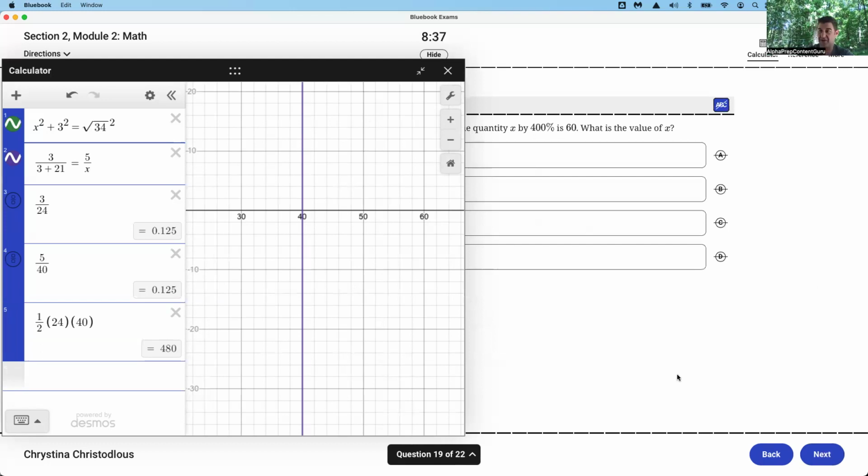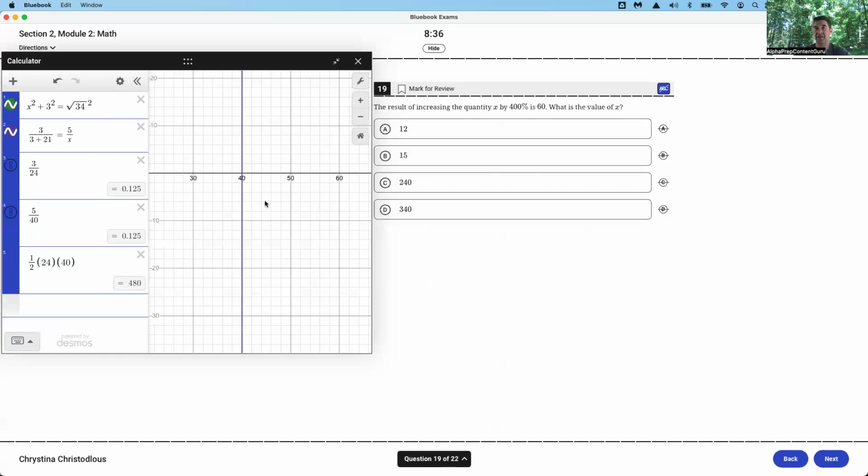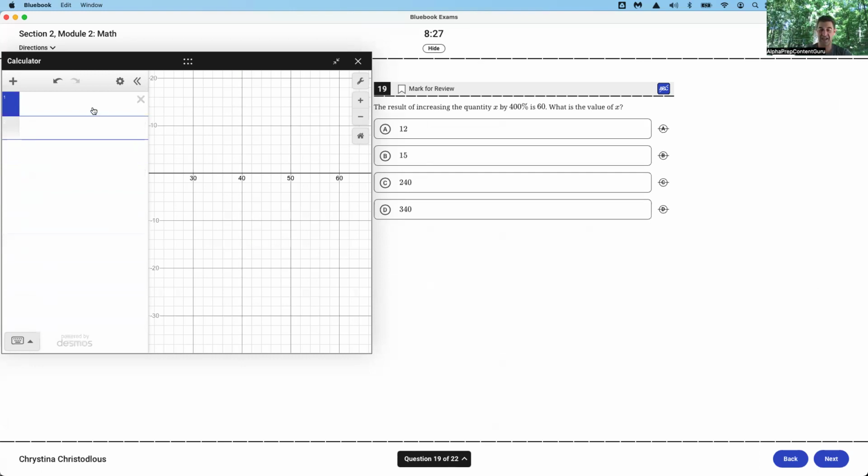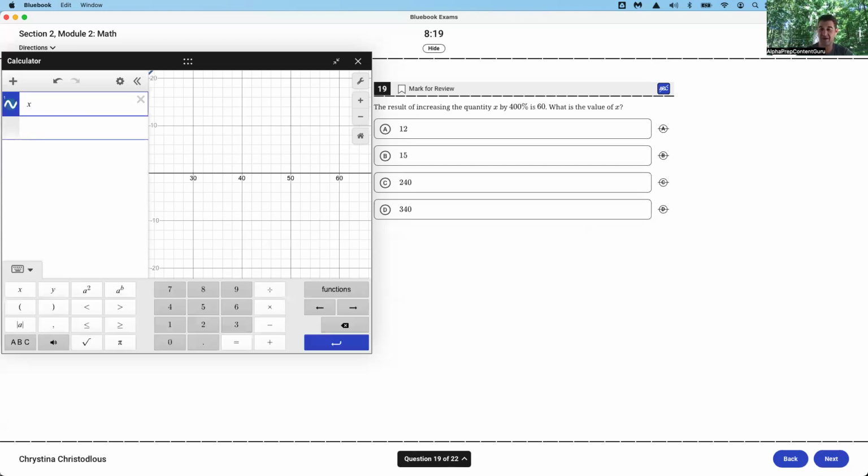I'll let that computer lag. I am not afraid. Let's go. So here we go. The result of increasing the quantity X by 400% is 60. All right, check it out. I'm going to go X plus 400% of X is 60.